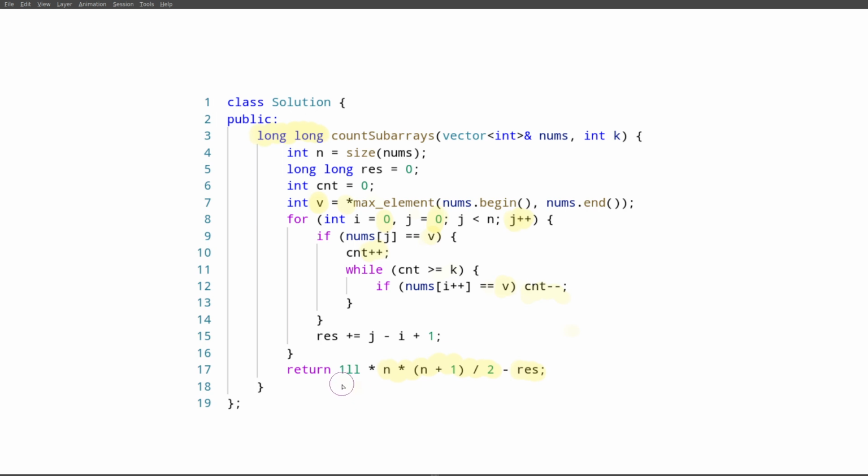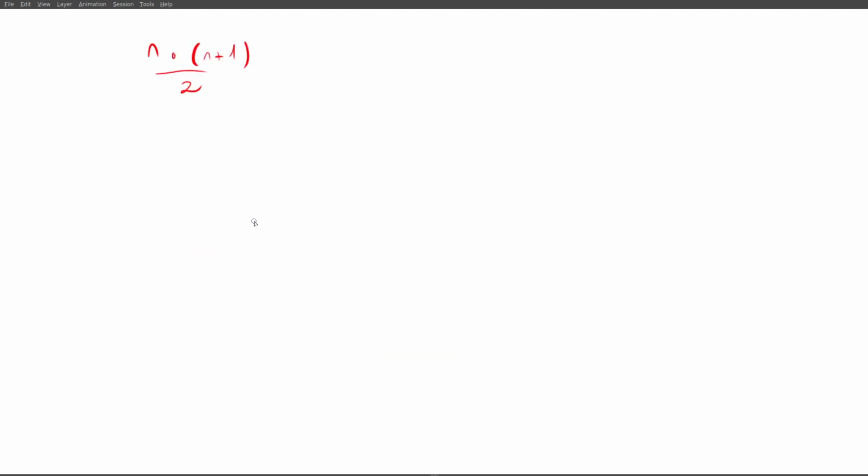I like to typically either use longs for everything, though this is quite inelegant, or just, when you're multiplying stuff, you can just start with a 1 that is of type long, so you can write 1ll, and then everything to the right will be automatically promoted to a long. And let's quickly talk about this formula.